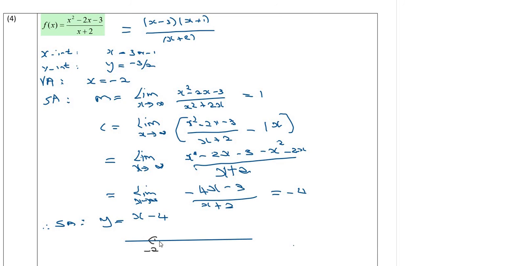Minus 2 is not included because that forms that vertical asymptote. So here is a vertical asymptote. And at minus 1, we're going to have an x-intercept. That means it goes through the x-axis there. And at 3, we're going to have another x-intercept. That means it goes through the x-axis there.